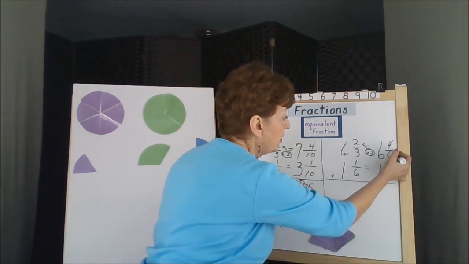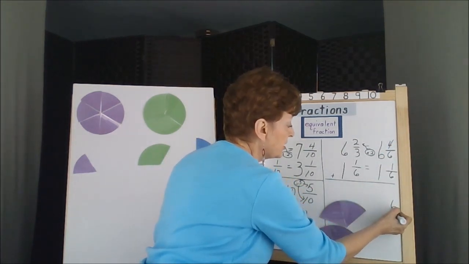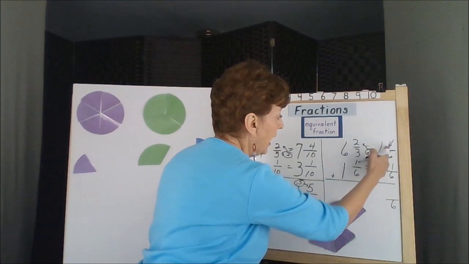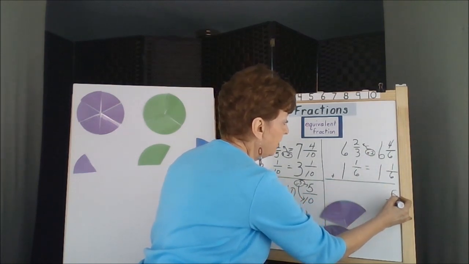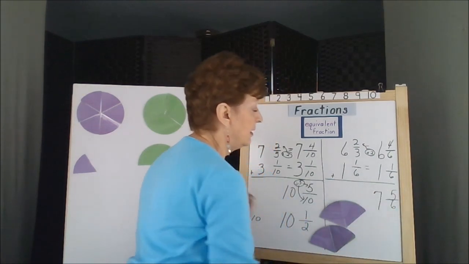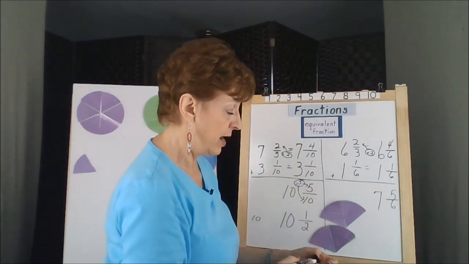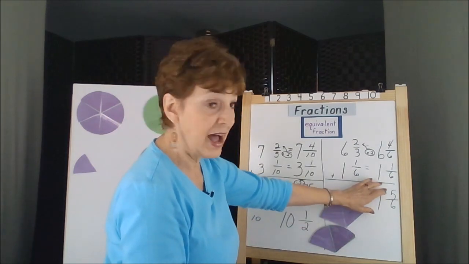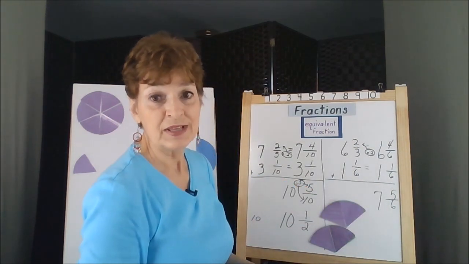Okay, now we've got our common denominator, so we're just going to copy it to the answer, add the numerators, that would be 5, and add the whole numbers, 7. Whenever the answer is in counting order, 1, 2, 3, 4, 5, 6, you know it's in lowest terms.